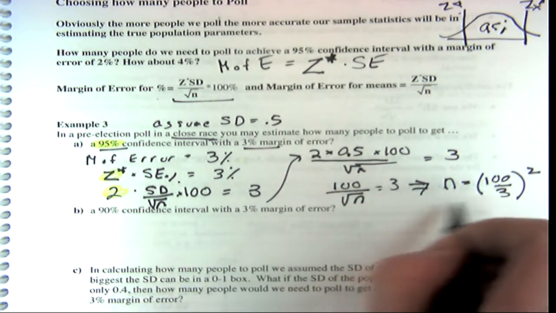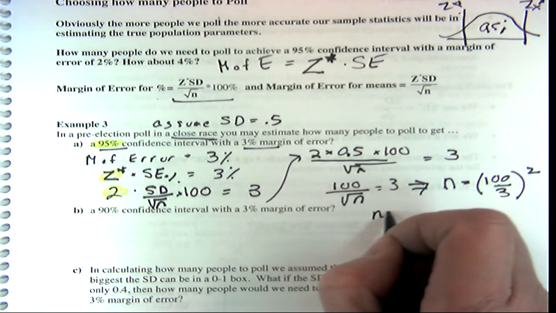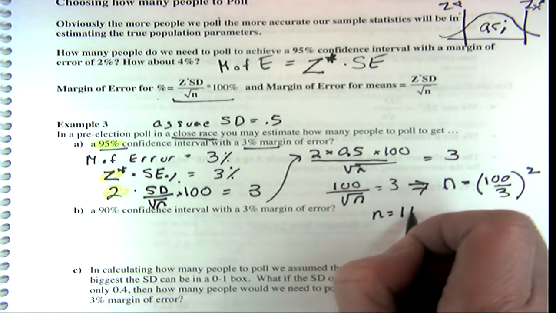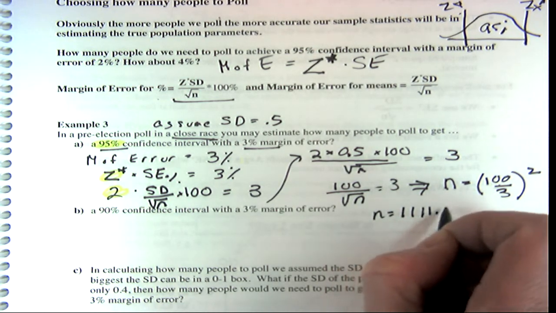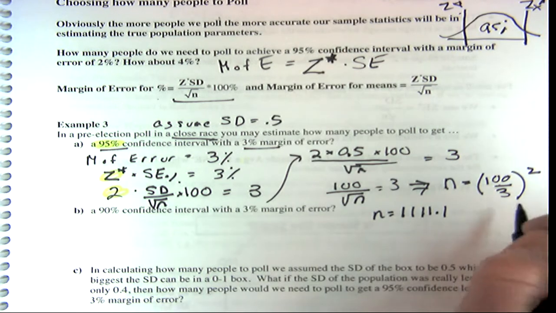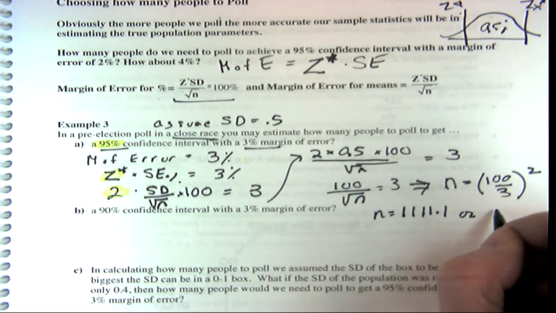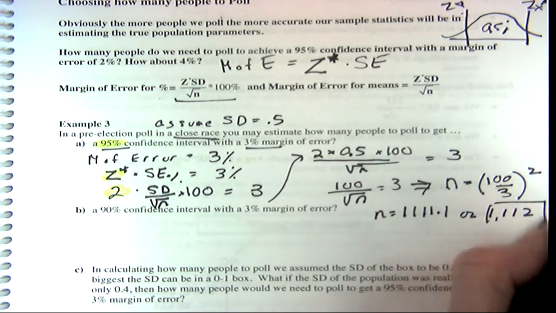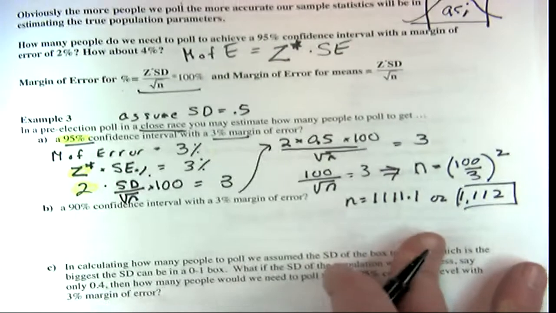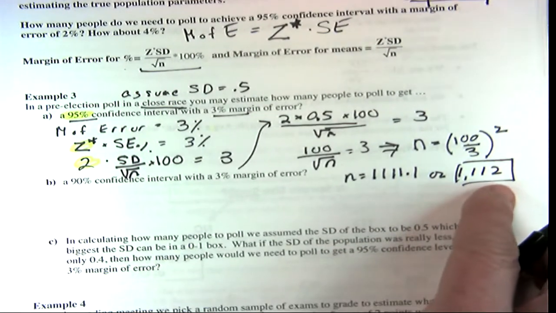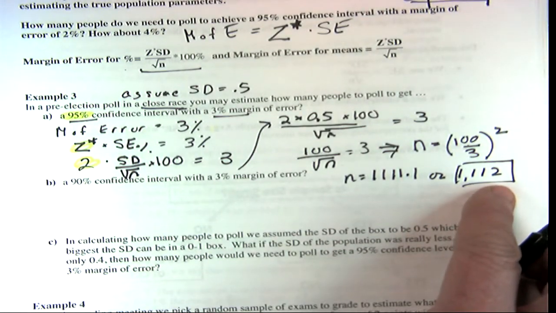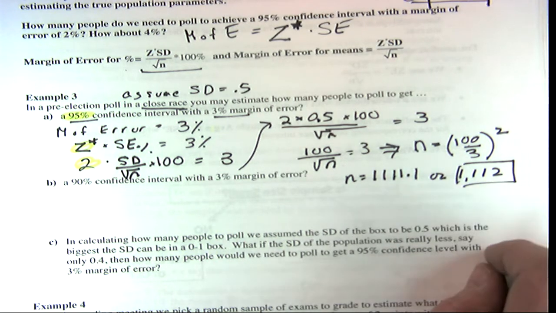So that is, if we did it exactly, n is equal to 1,111.111. Or we'd probably round up because we're counting people. So you'd round up in this case to that. That's how many people we'd need. And that's why so often you see these polls of about 1,000, because they're trying to achieve a margin of error of 3%. So any questions on that?